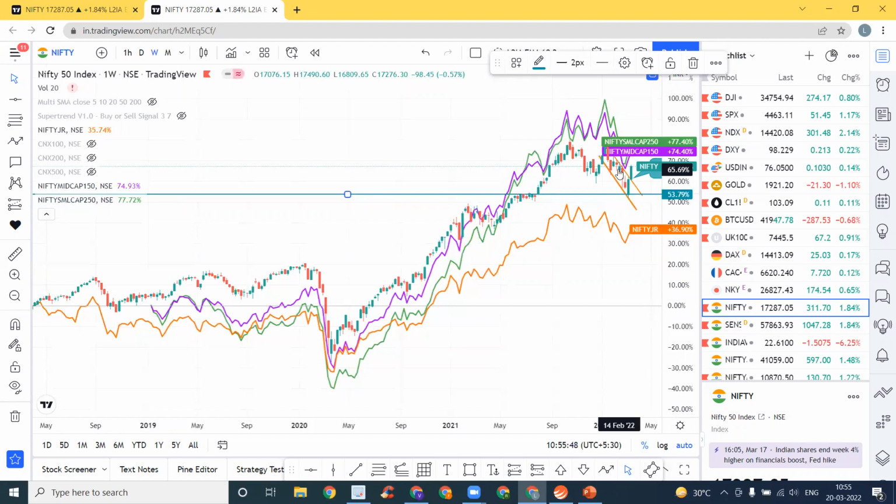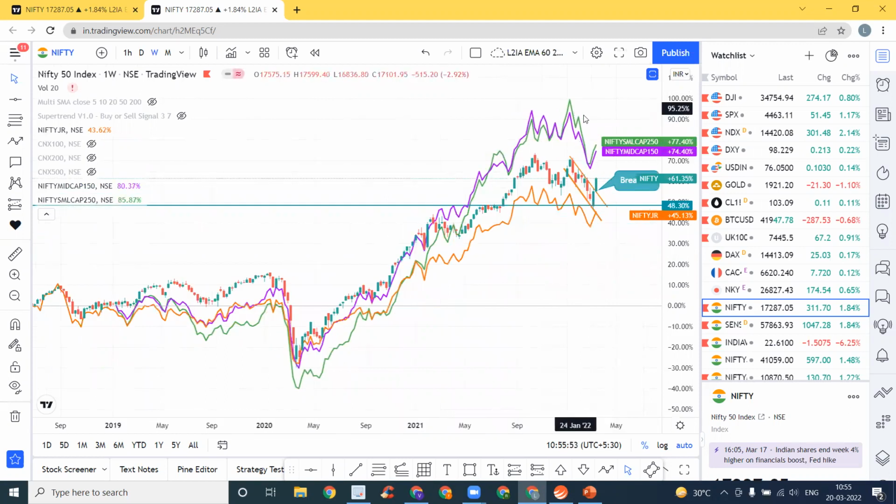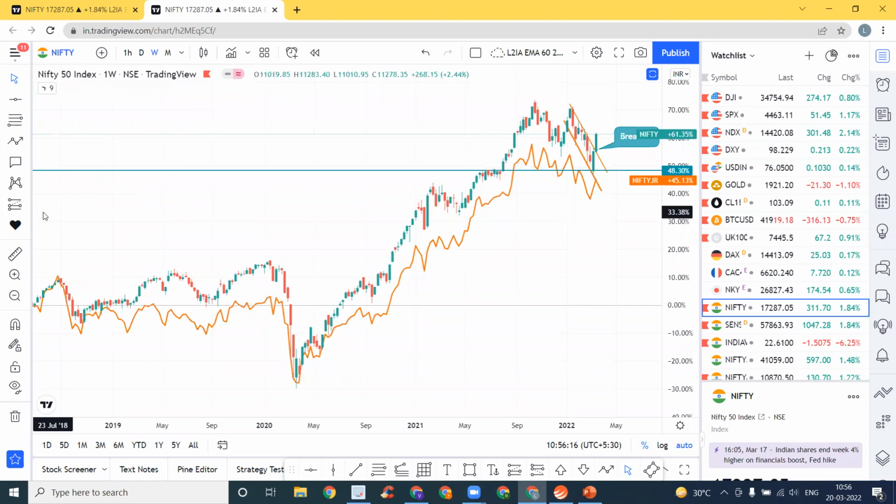Okay, so this is what I'm trying to show you. You can see here the green one is the small cap 250, the purple one is the mid cap 150. This is my Nifty, and the Nifty Juniors a little lower. I remove this because otherwise it will become a lot of clutter. So with this, we will see some of the sectors.